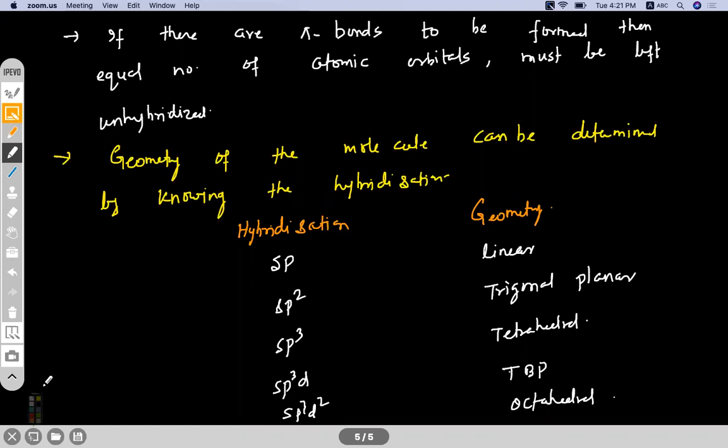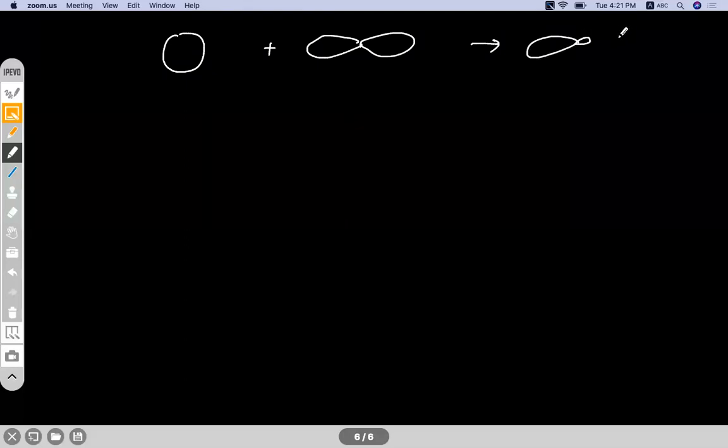Okay, now you see the shape of the hybrid orbital. You don't have to memorize this, but if s and p combine, or if p and p also combine atomic orbitals, the hybrid orbital that we get is this one. This is the hybrid orbitals we get when the atomic orbitals combine.